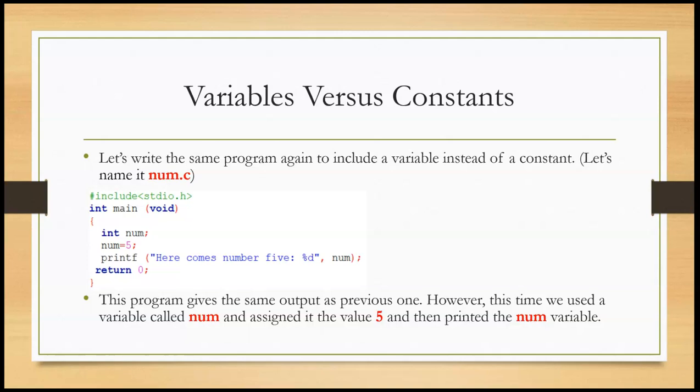Now let's rewrite the same program to include a variable instead of a constant. Let's name this program num.c. Now this program gives the same output as the previous one, that is, it prints "here comes number 5, 5" on the screen. However, this time we have used a variable called num and assigned it the value 5 and then printed the num variable.